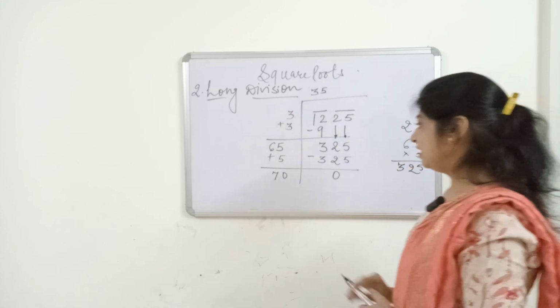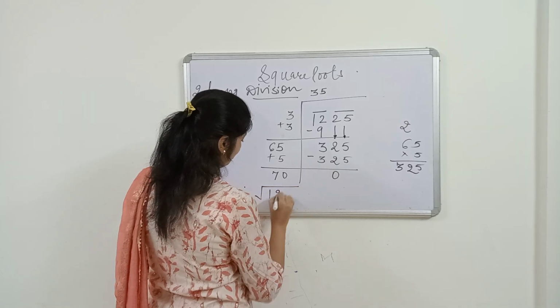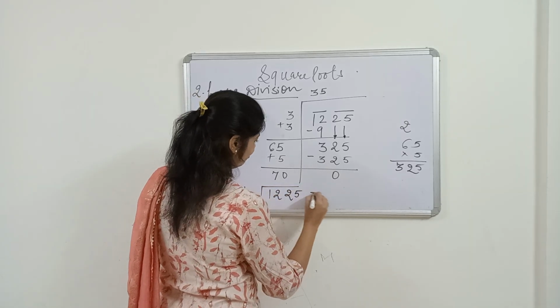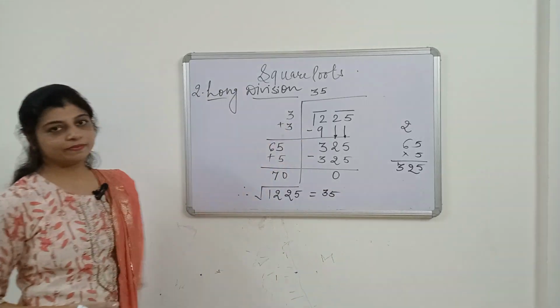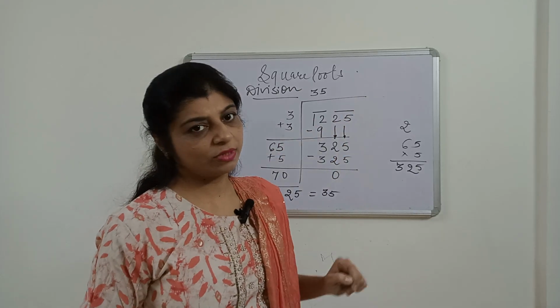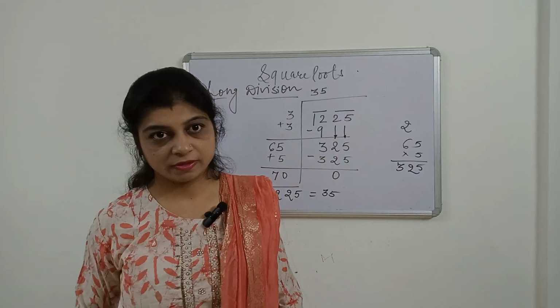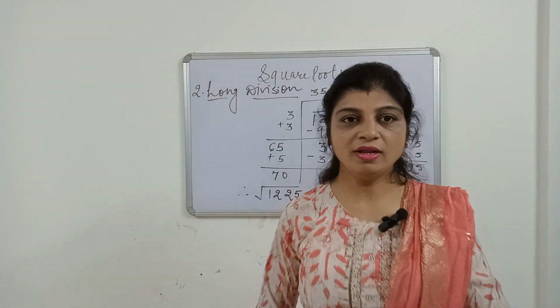So finally, what you should write is: therefore the square root of 1225 is 35, within 2 steps. Note down, you can find its square root with prime factors also, or by the prime factorization method, but it will be more time consuming. I hope I made it very much useful.